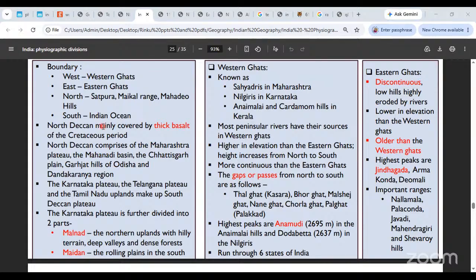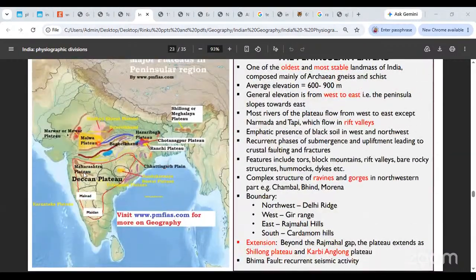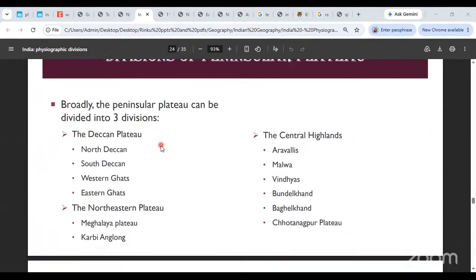Okay, remember that time, 66 million years ago, India was somewhere in the southern hemisphere, and it was traveling from the Reunion Islands. Okay, somewhere closer to the Reunion hotspot. We got the Deccan Plateau over there, and clearly the basalt is from that time. Okay, so North Deccan Plateau is mainly covered by that thick basalt, and usually comprises the Maharashtra Plateau, the Chhattisgarh Plains, the Garjat Hills, the Mahanadi Basin, and this Dandakaranya region. Okay, that is all going to be part of the North Deccan Plateau.